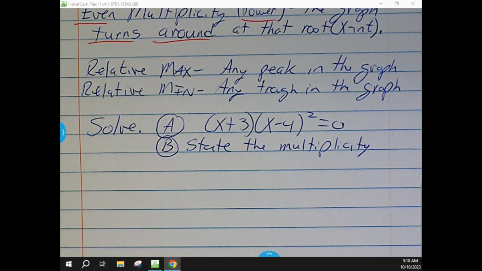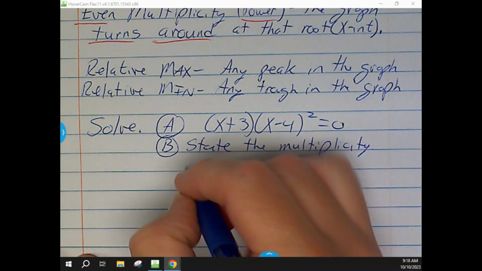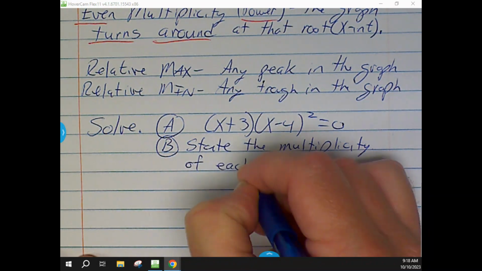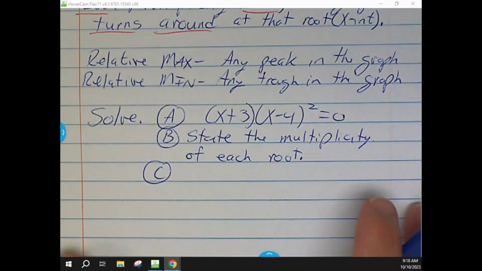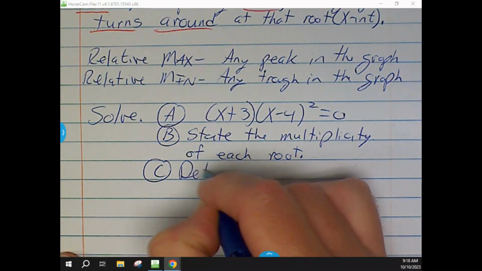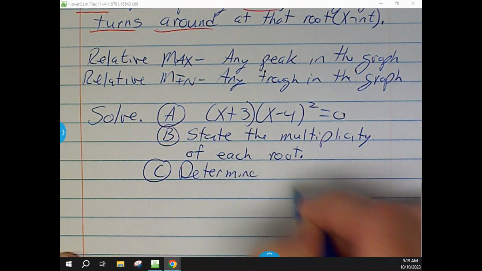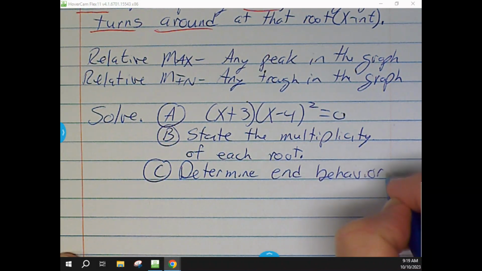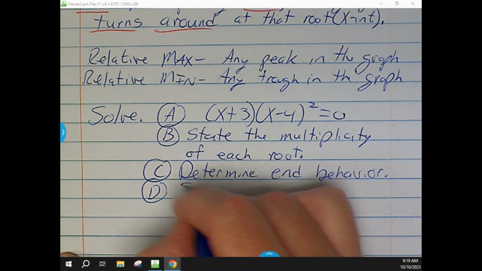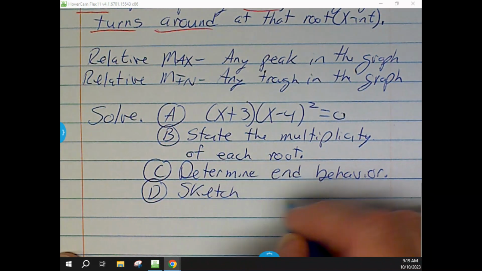Same thing with this one. This is kind of the opposite. This is multiplicity. It's not multiply city. It's multiplicity, as you're going through this thing. So we're going to state the multiplicity of each root. All right, we're going to go way back on this one. We're going to determine the end behavior. And this is going to take us back probably a week and a half before fall break. And we're going to sketch the graph.